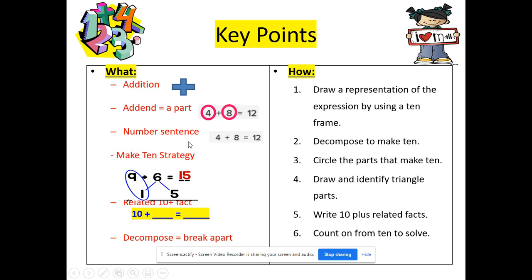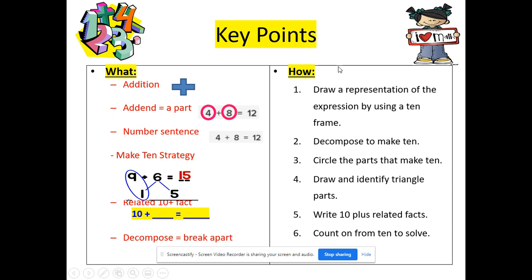We also need to know what a number sentence is. And a number sentence looks like this. It has two parts and a whole number. We also need to be familiar with the make 10 strategy, where we decompose to make 10. And we also need to know what a related 10 plus fact is. Since it's a related 10 plus fact, you need to start with 10 plus your leftover part, or you add your triangles together. And decompose means to break apart.